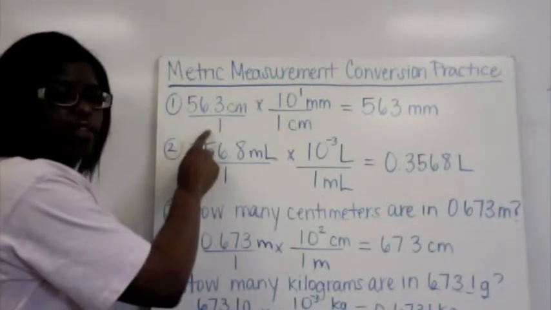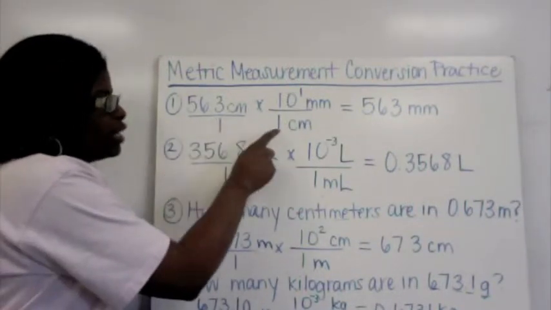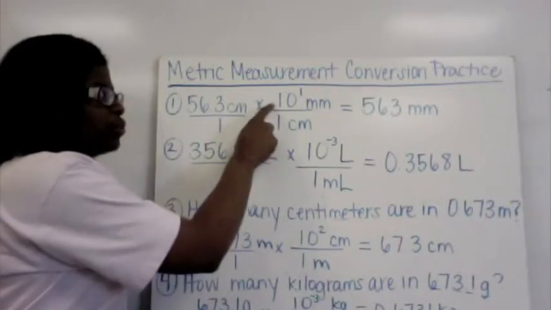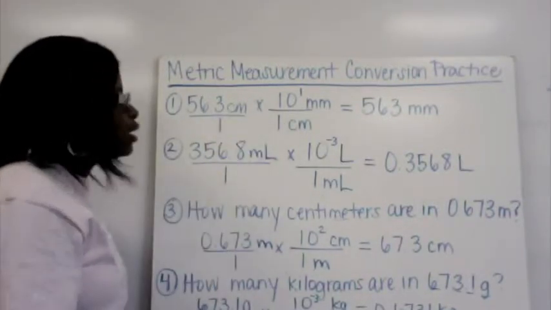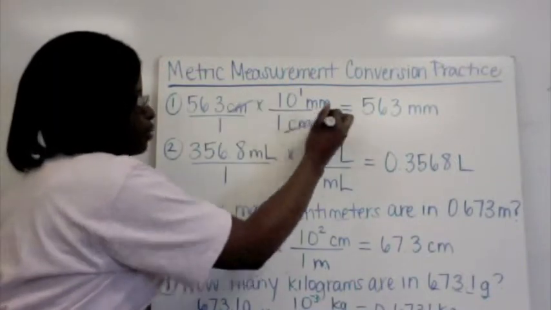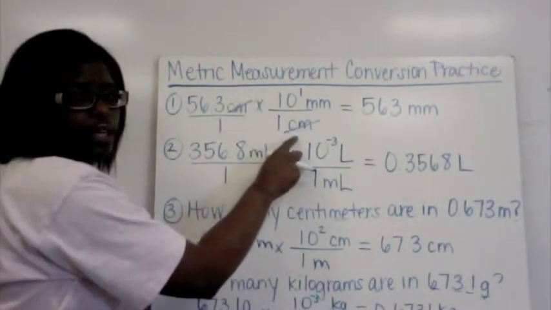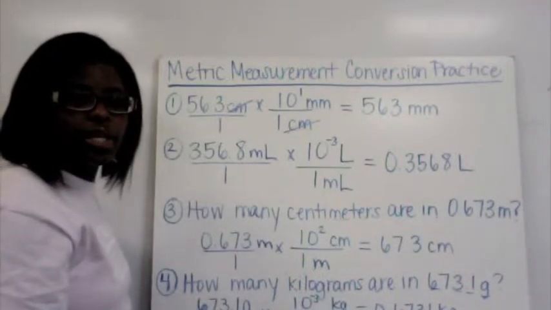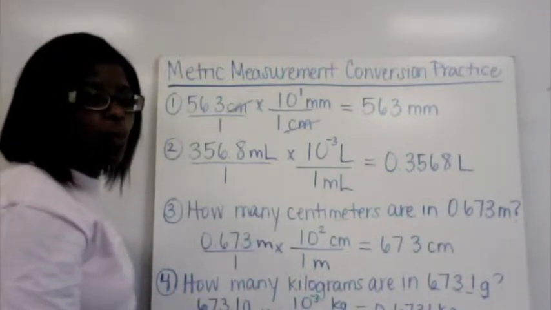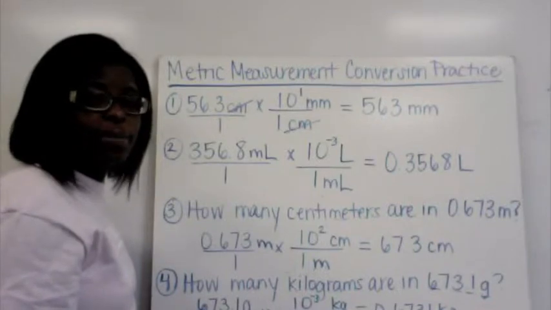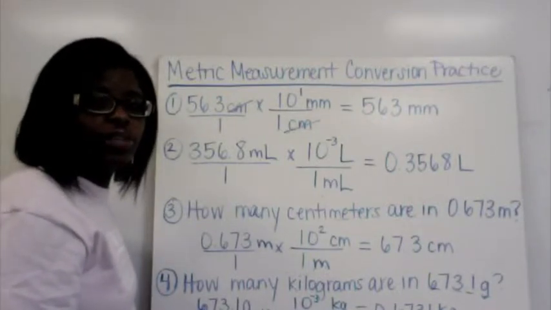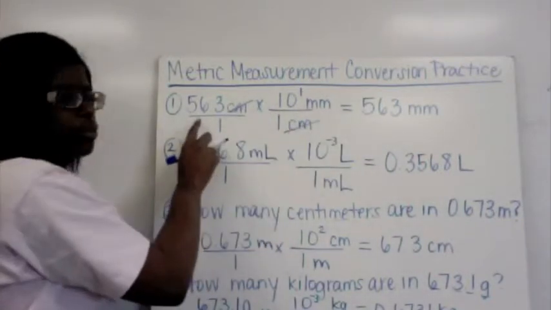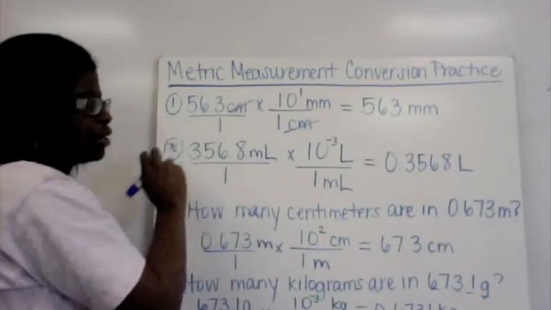We have our placeholder value of 1, and then we need to get rid of centimeters. So for every 1 centimeter, you have 10 millimeters, which is 10 to the first power. So centimeters is going to cancel. Notice everything is a 1 in the denominator, so you just multiply across the top. 56.3 centimeters times 10 to the first power times 10 gives you 563 millimeters. So this is how many millimeters are equivalent to 56.3 centimeters.